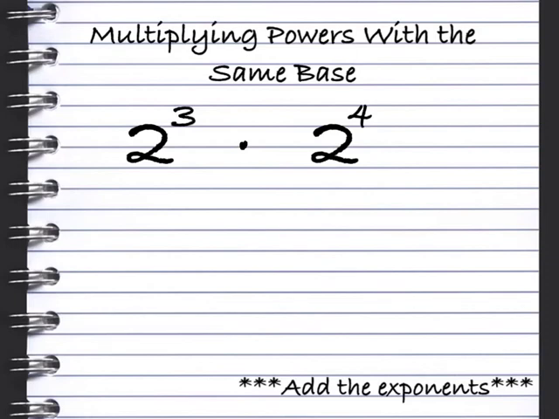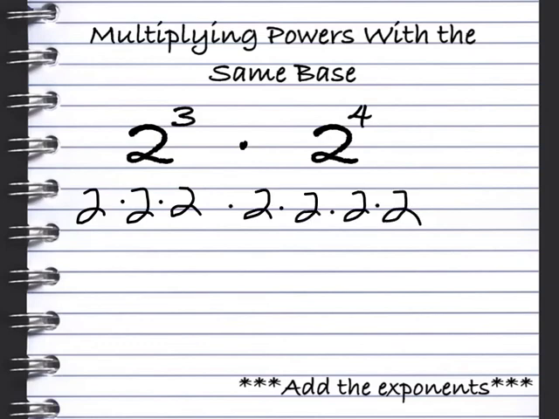What would you do if you saw this problem? 2 times 2 times 2 times 2 times 2 times 2 times 2. That was a lot of twos. I would just use a calculator. How many twos are there? What's 4 plus 3? 7. There's your answer.